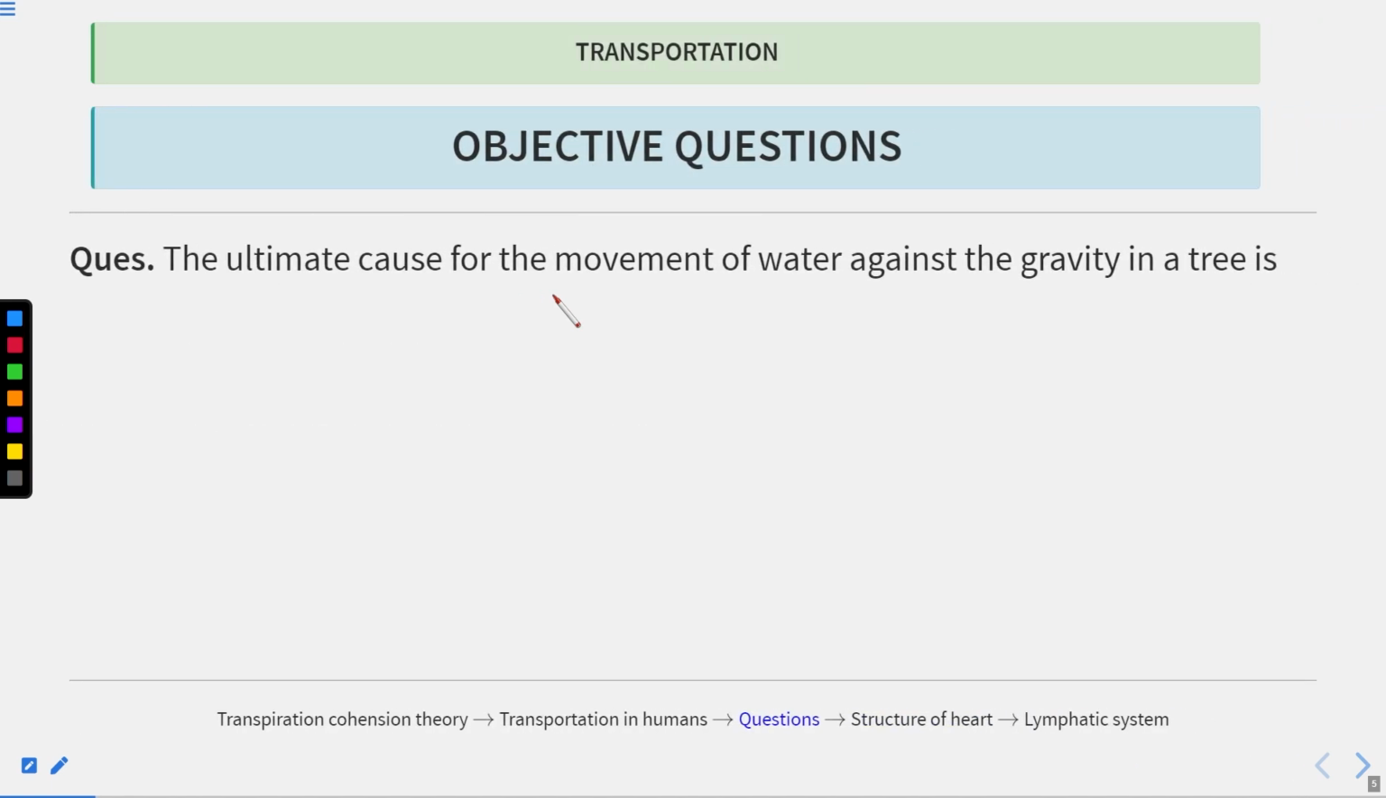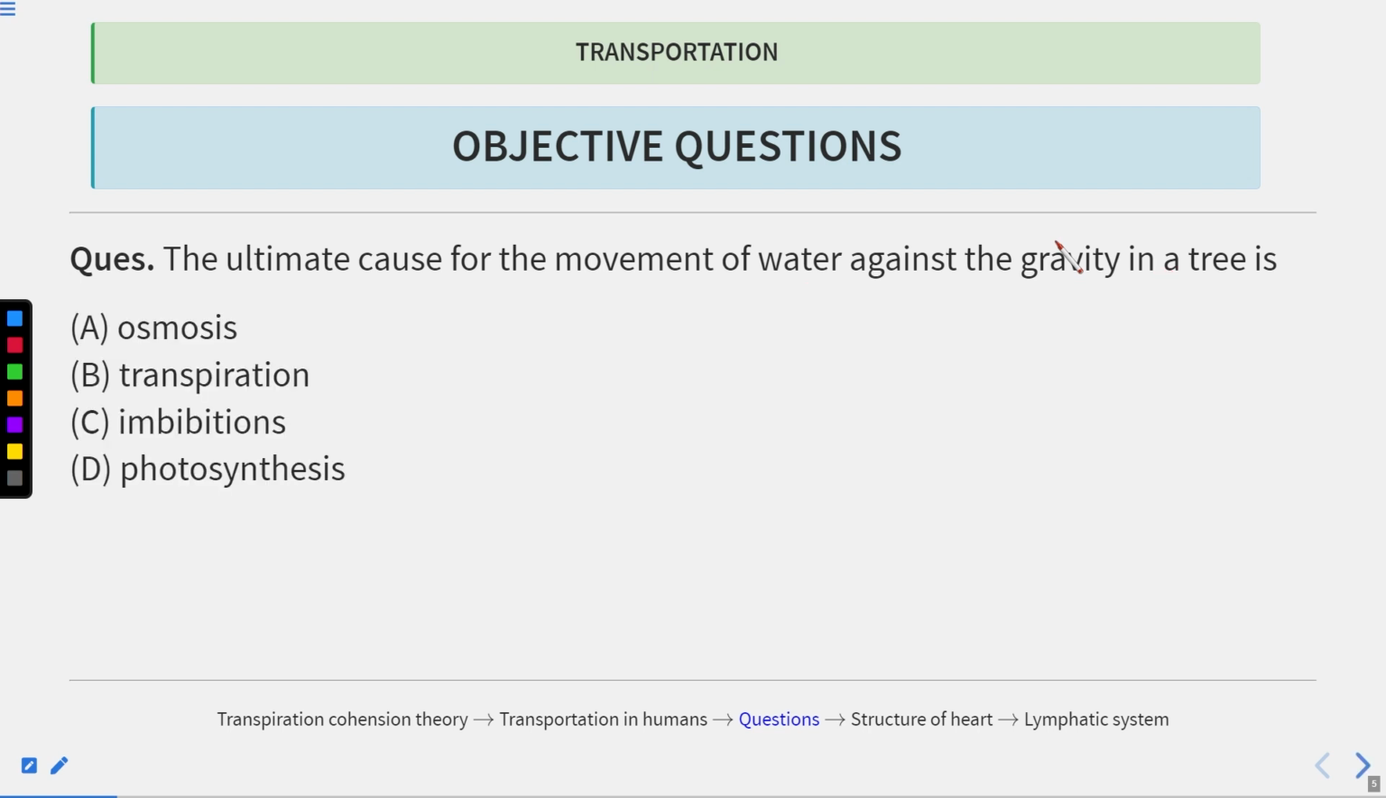All right, this is clear. Now let's move on to the next question. The next question is: the ultimate cause for the movement of water against gravity in a tree is. We have already studied this in the transpirational pull theory, also known as the transpirational cohesion theory. Here, some forces were applying. One force was the transpirational pull, and the other force was cohesion. This cohesion helped in the formation of a continuous column of water that was pulled up by the transpirational pull generated by transpiration.